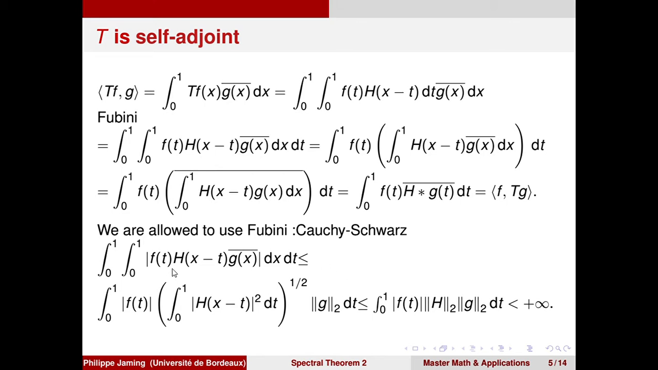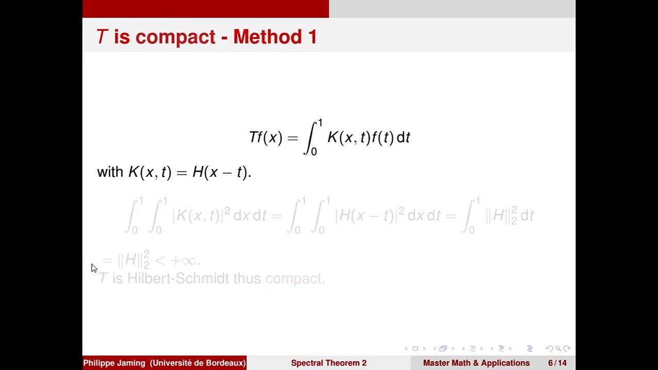Note that we could here have used that h is bounded and just removed h infinity outside the integral, and we would have had integral of mod f of t mod g of x, and therefore it's the L1 norm of f, L1 norm of g, which is finite, thanks again to Cauchy-Schwarz, which tells us that if the L2 norm is finite, the L1 norm as well. So T is self-adjoint.